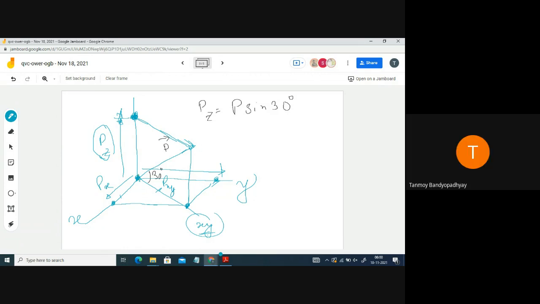Initially you assume that P is having three components, P_x, P_y, P_z. These two together I am calling P_xy. So initially I am having two components, P_xy and P_z, and then I am breaking P_xy into P_x and P_y. Along with this direction, which is given as 30 degrees, you have to draw this parallel line, parallel to this line, then you will be getting the value of P_z. Clear?